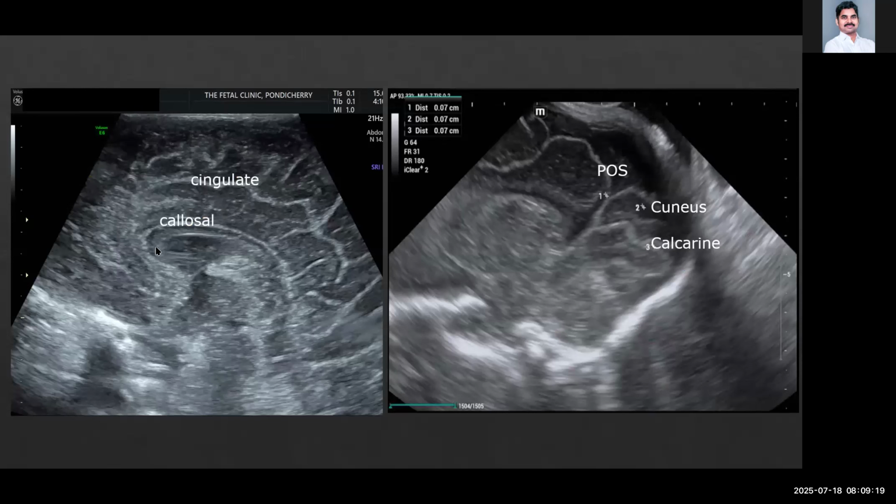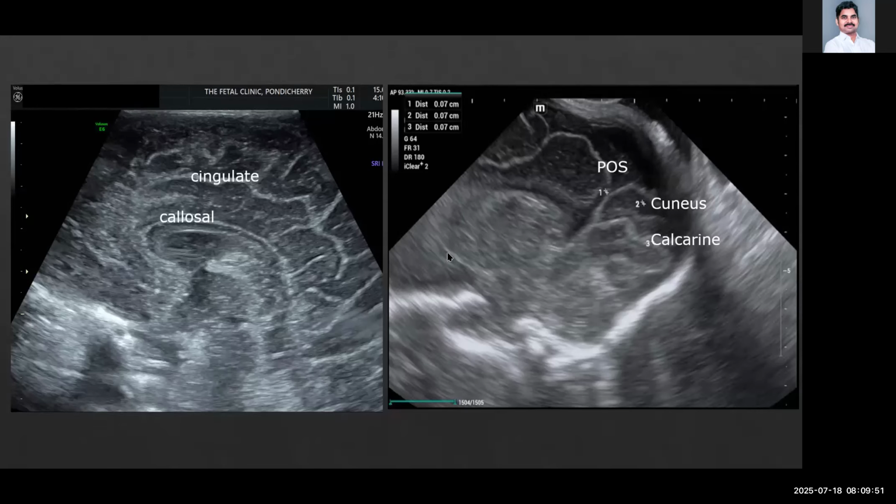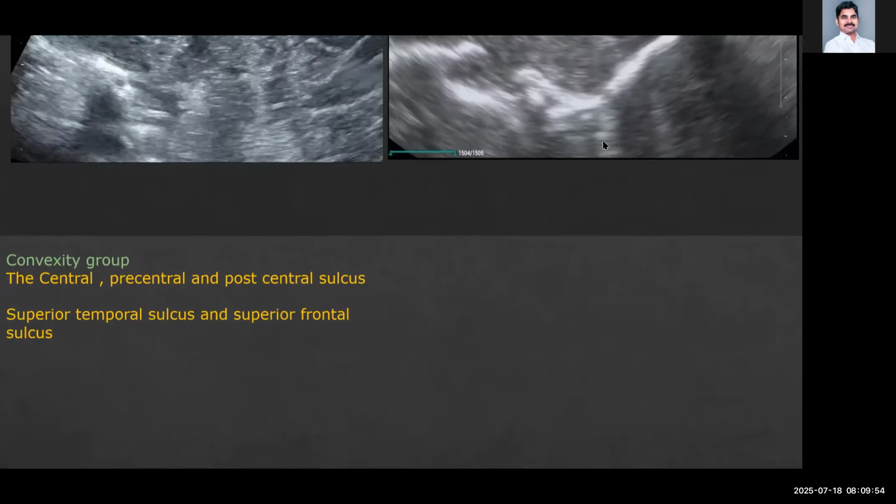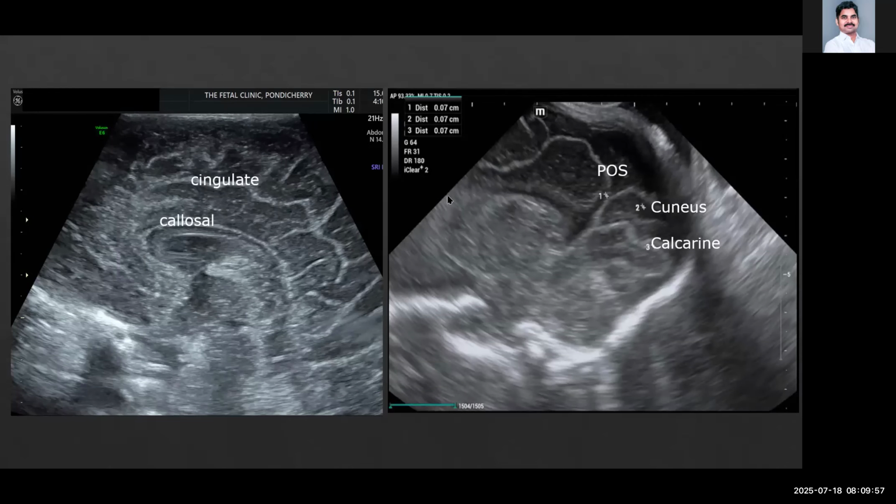This hypoechoic band-shaped structure is the corpus callosum. This corpus callosum is lined by a linear hyperechoic structure, the callosal sulcus. Behind the callosal sulcus is the cingulate gyrus. This cingulate gyrus is lined by the cingulate sulcus. Here is the parieto-occipital sulcus, which is present between the parietal and occipital lobes. Here is the calcarine sulcus and the cuneus. The cuneus is the gyrus, the part between the parieto-occipital and the calcarine sulci.